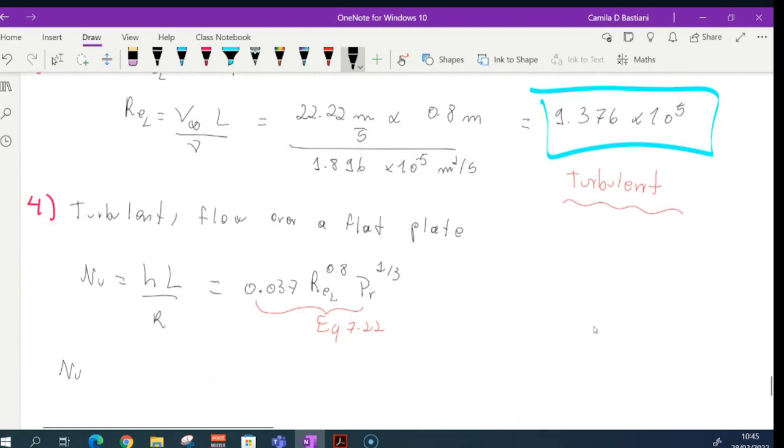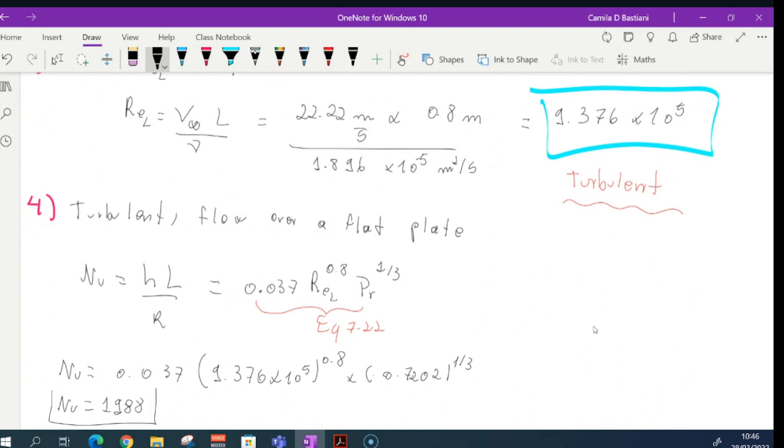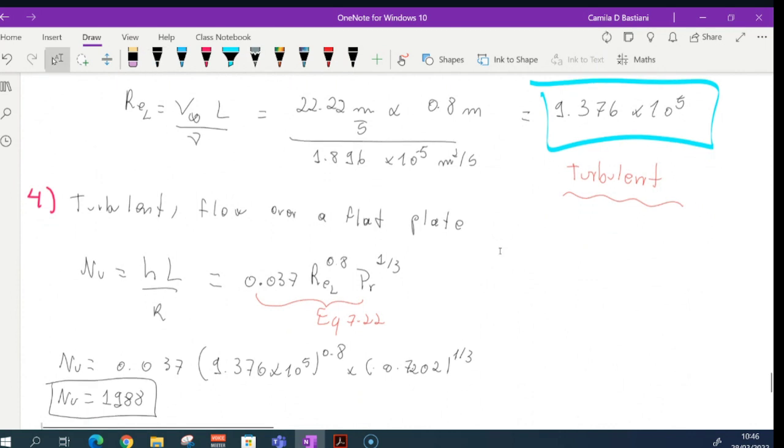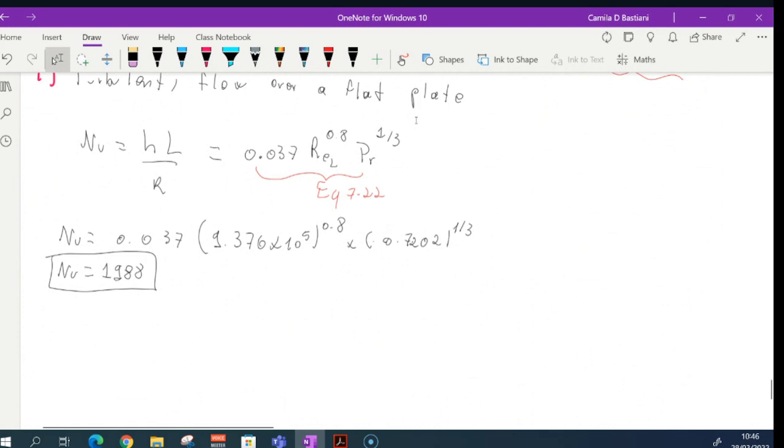Based on that, I can say that my Nusselt number is equal to 0.037 multiplied by my Reynolds number, 9.376 times 10 to the 5, with the exponent 0.8, multiplied by my Prandtl number, 0.7202, to the 1 divided by 3. So my Nusselt number is going to be 1,988.